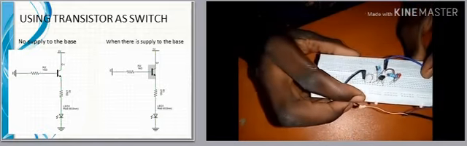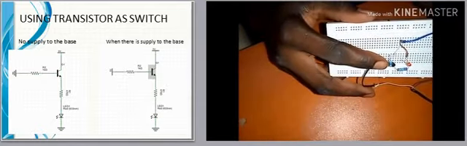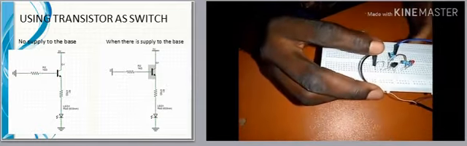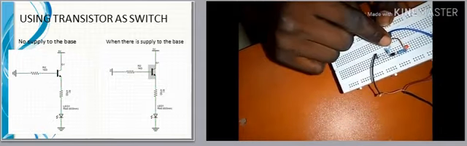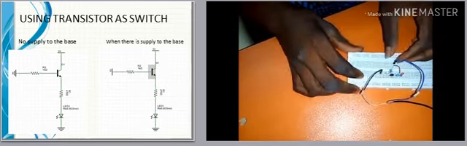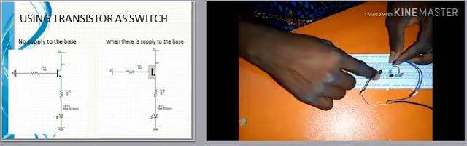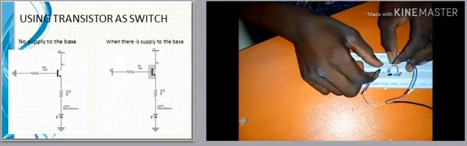We see that from this, the LED did not flash. That means there's no transfer of voltage from the positive side to the negative side, because the base is also connected to the negative side, that is the ground. Now, if I change the base and bring it here, you see that there's going to be a flow of voltage from the collector to the emitter.